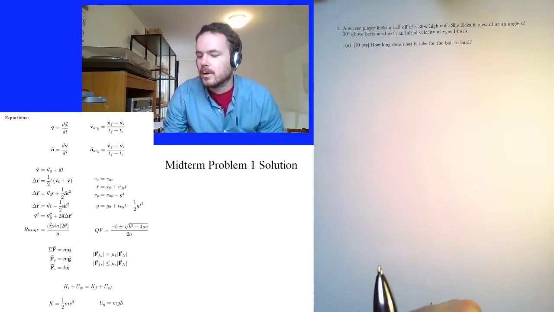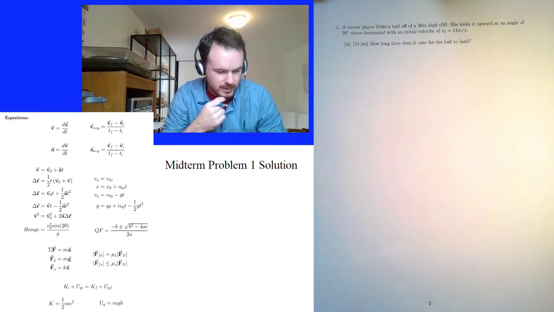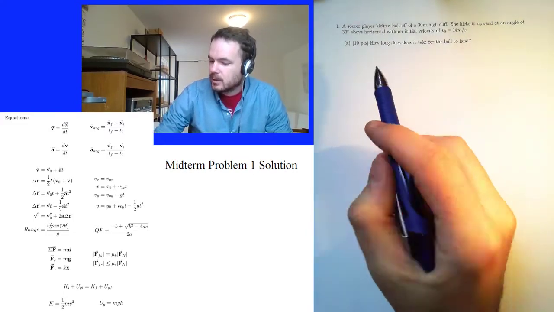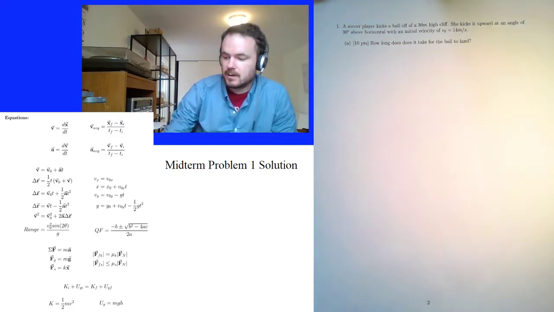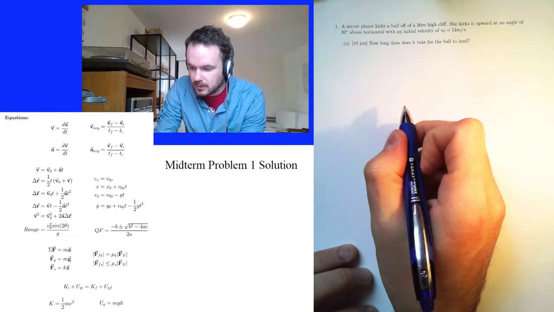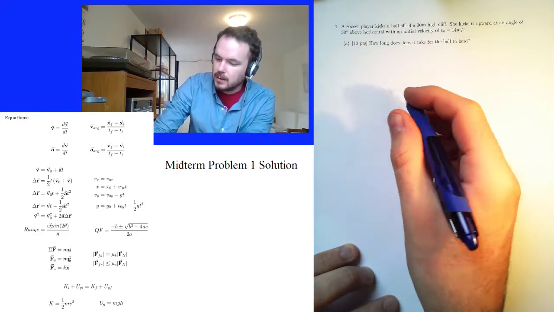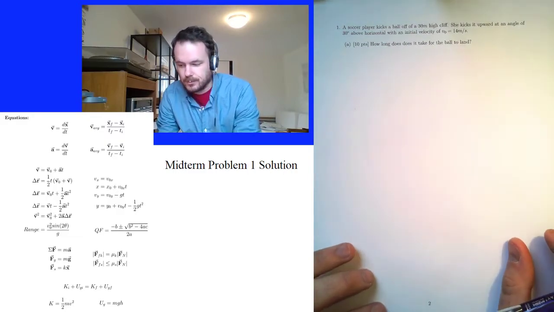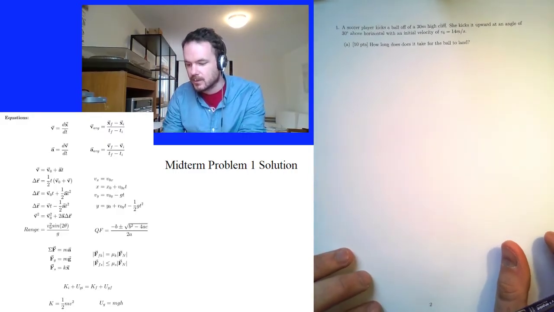Hey everybody, I'm going to do the first problem on the midterm. So we have a soccer player kicks a ball off a 30-meter high cliff. She kicks it upward at an angle of 30 degrees above horizontal with an initial velocity of v0 equals 14 meters per second. This is just one of the four different versions, so I'm just going to do this one. You can fill in the numbers for the version that you had.